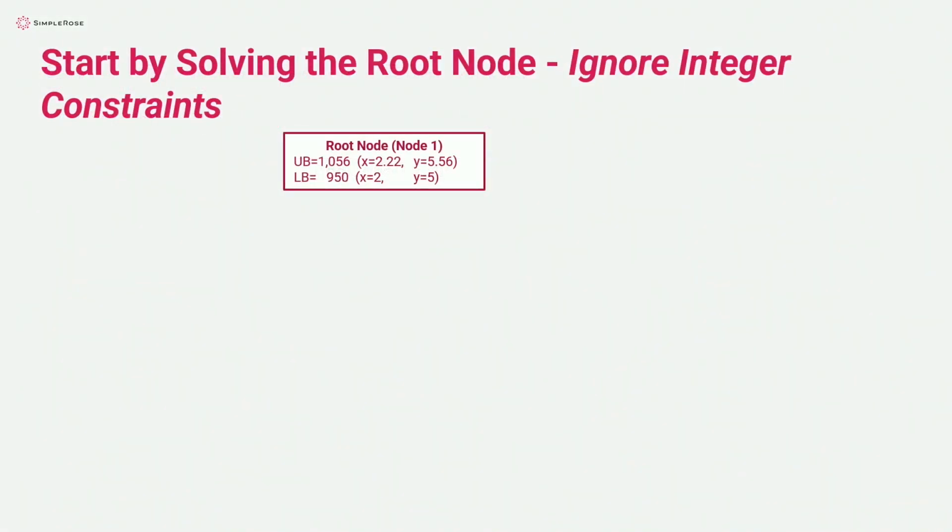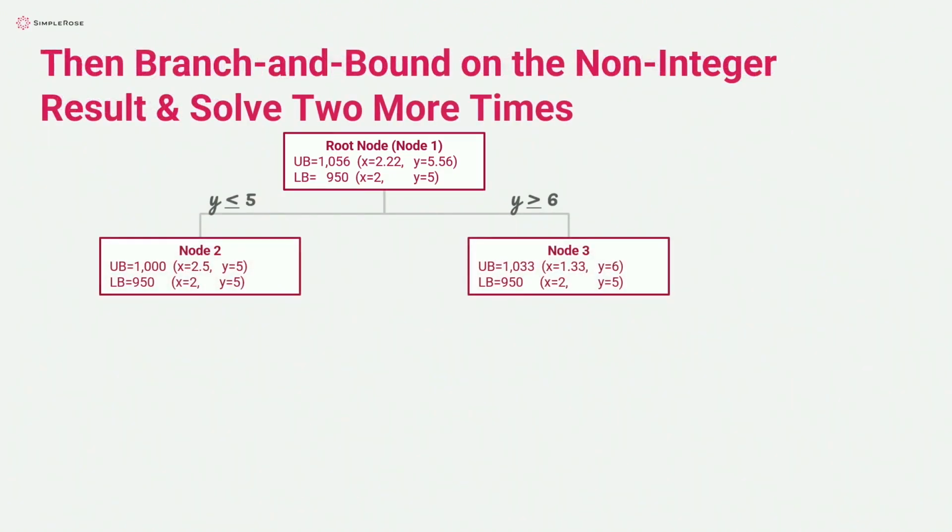We start the solution with an algorithm called branch and cut. The first node in branch and cut is called the root node, where we relax the integer constraints, and we solve that problem. That produces 2 things for us: an upper bound and a lower bound. In this case, the upper bound is 1,056, and the lower bound is 950. You can see that once we solved the root node, X and Y were violating their integer constraints. X was 2.2, Y was 5.56.